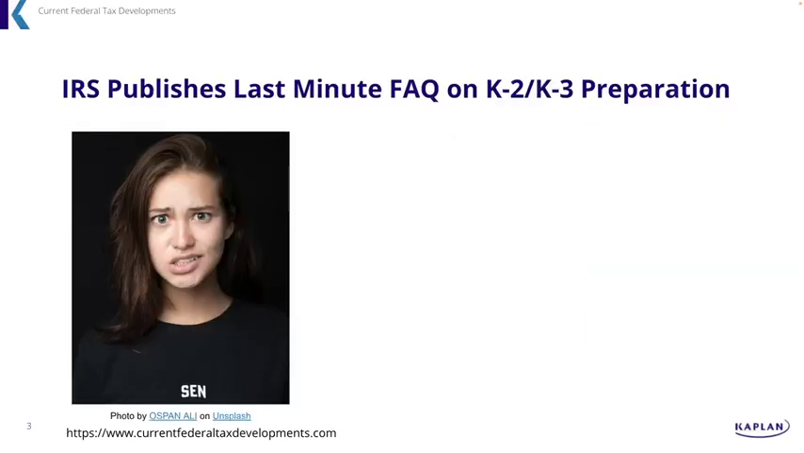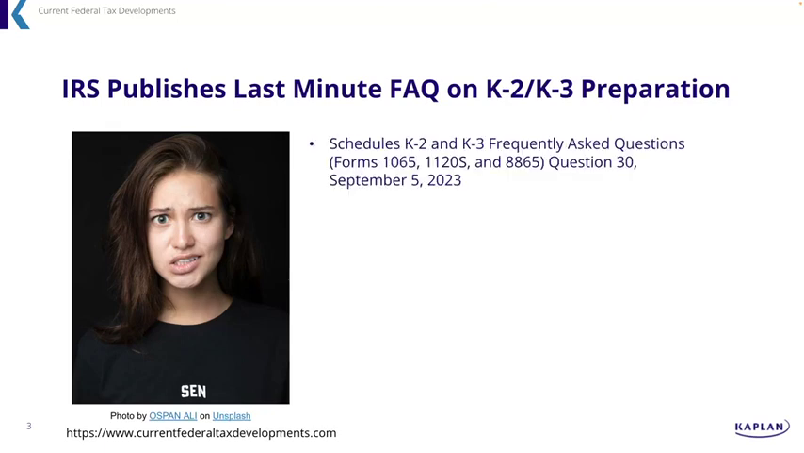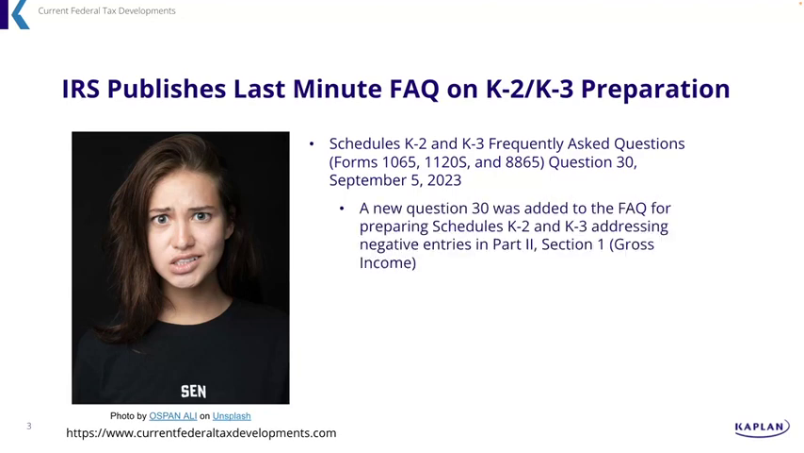Let's start out with this change to the FAQs for K2s and K3s. This is on the K2 and K3 frequently asked questions page for forms 1065, 1120S, and 8865. And this is newly added question 30. Prior to this change made on September 5th, the questions went only to number 29. And this new question 30 was added to the FAQ, and it addresses the issue of negative entries being made in Part 2, Section 1 of the schedules K2 and K3.